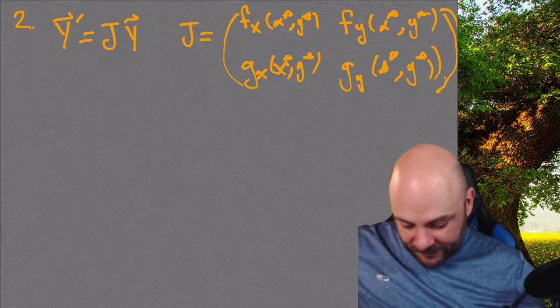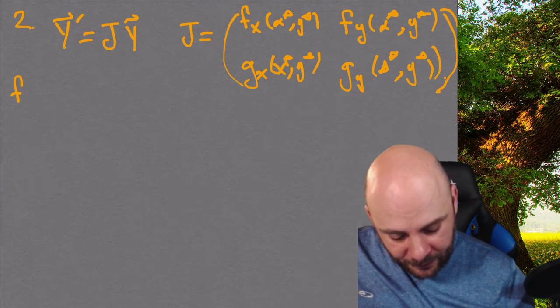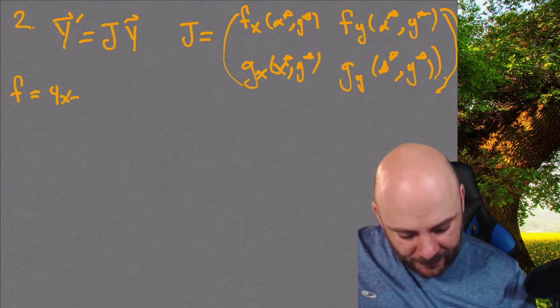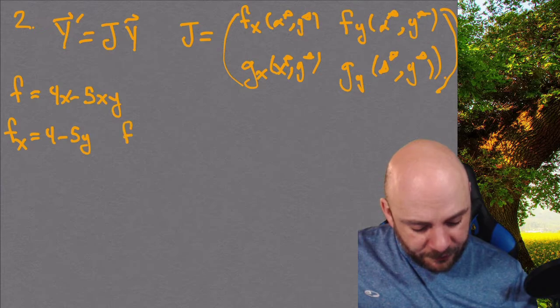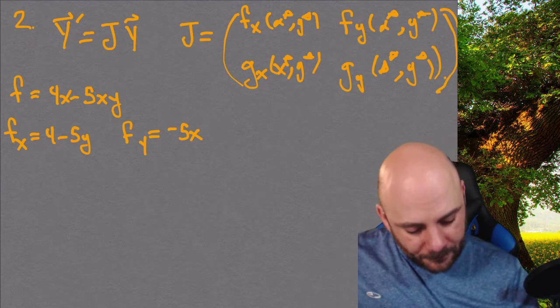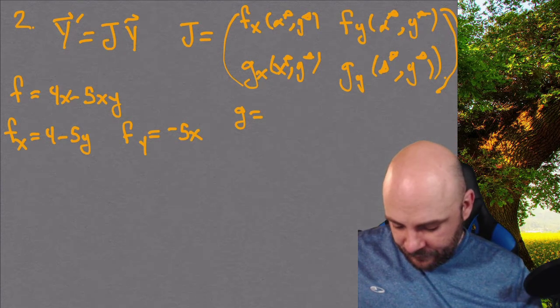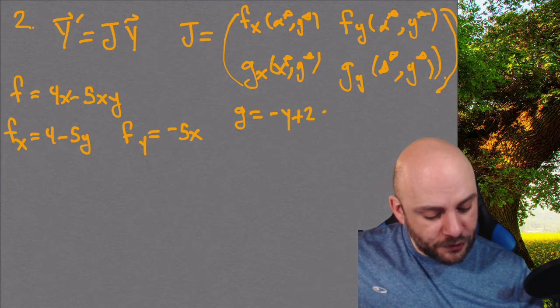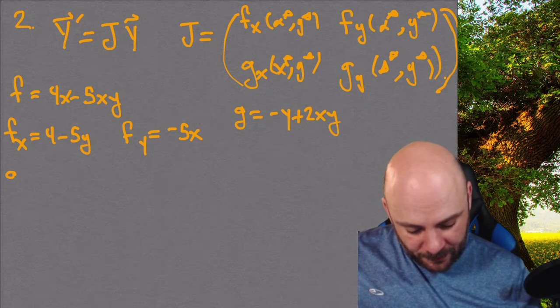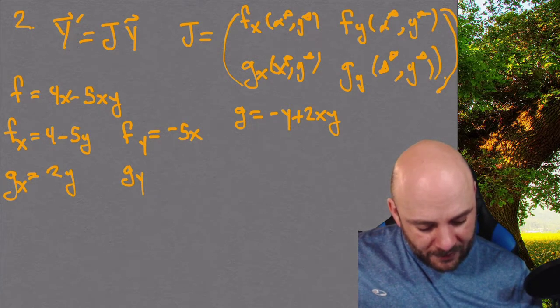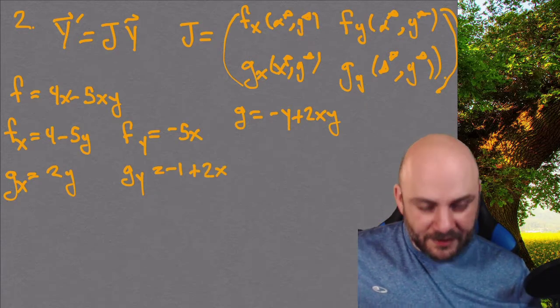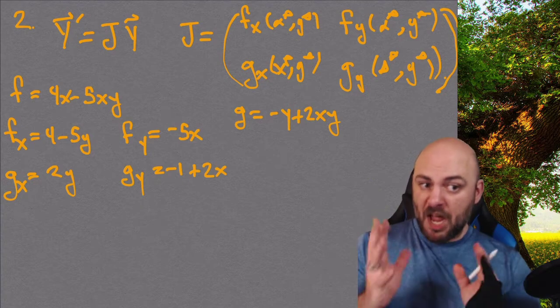In our example, f was 4x minus 5xy. So my partial derivative of f with respect to x is 4 minus 5y, and my partial derivative of f with respect to y is negative 5x. g for us was negative y plus 2xy. So my partial derivative of g with respect to x is 2y, and my partial derivative of g with respect to y is negative 1 plus 2x. I hope you can all follow those partial derivatives.